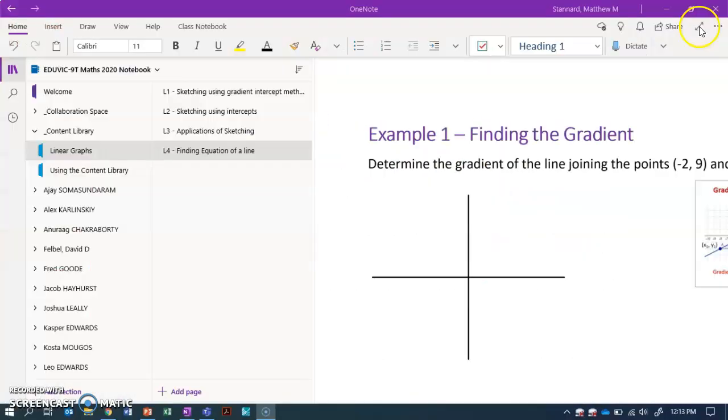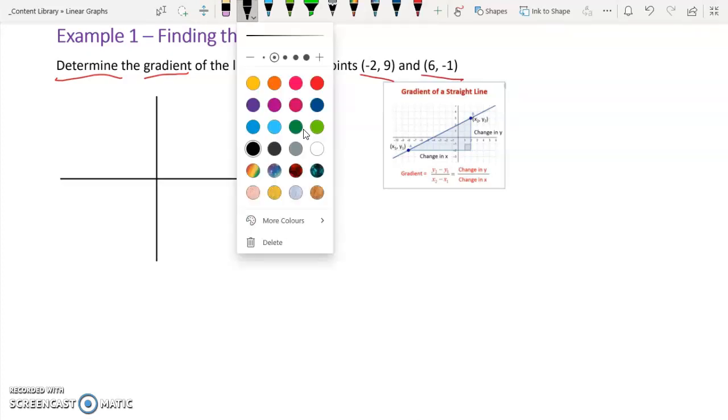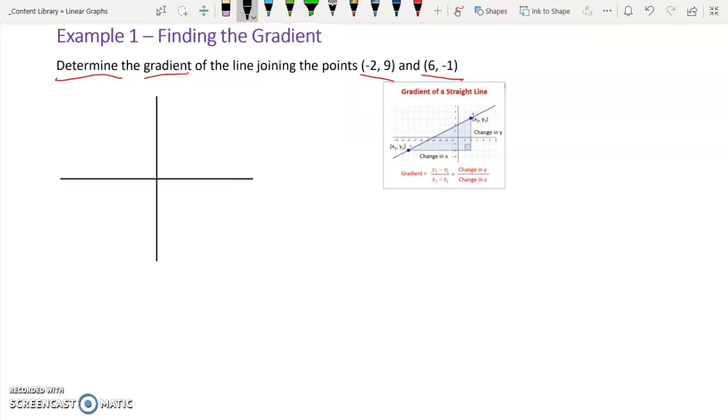Alright, so in this example here, we want to determine the gradient of the line joining the points (-2, 9) and (6, -1). Graphically, our first point, x is -2, y is 9, is up here somewhere. So (-2, 9). Our second point, (6, -1), is down here somewhere. So x is 6, y is -1.